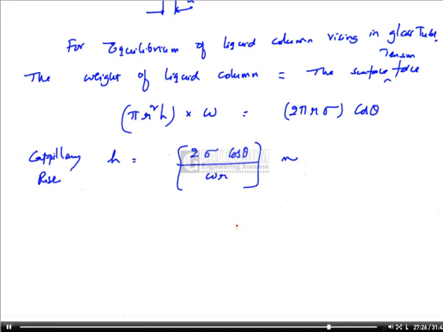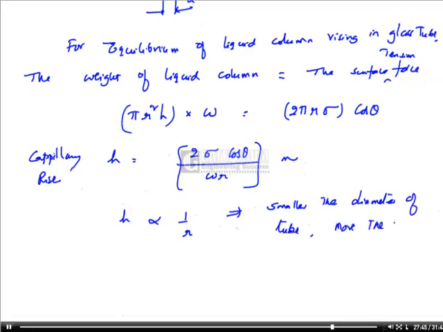We can note from the formula that h is inversely proportional to r, which implies the smaller the diameter or radius of the tube, the more the value of capillary rise.